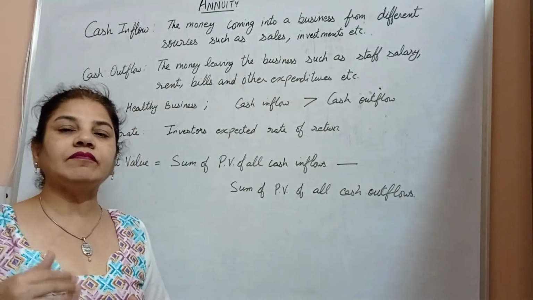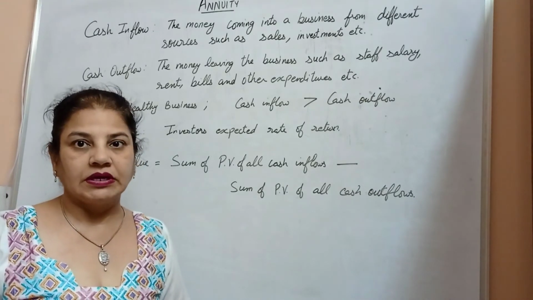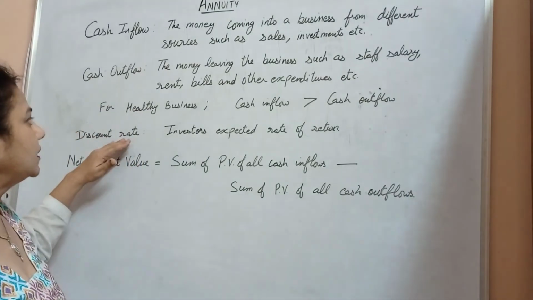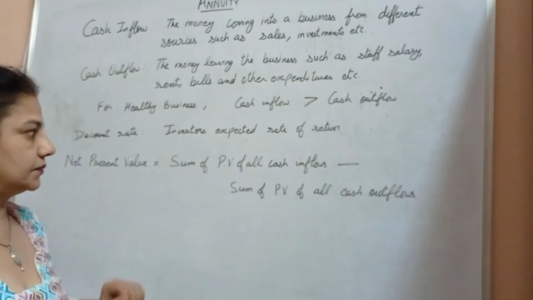Discount. If anyone invests money, he or she will expect the maximum return from it. That is what we call a discount rate. Discount rate is the investment's expected rate of return.